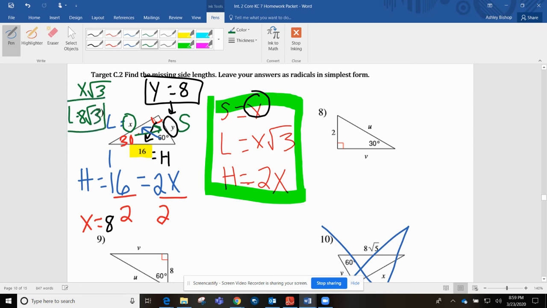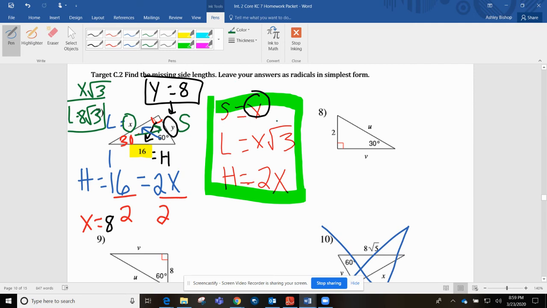So those are my two answers. My short side, which is what we're calling y, is equal to 8, and then my long side is equal to 8 times the square root of 3. I'm sorry that we're using x and y here, but I hope you followed along with that.